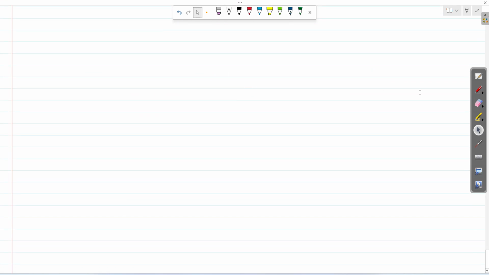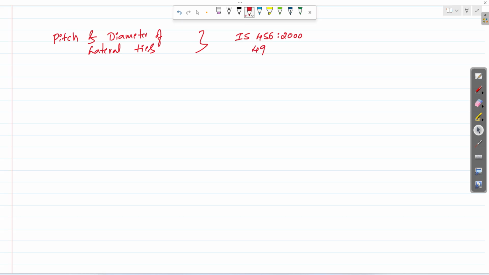So what about the shear reinforcement? So shear reinforcement, for pitch and diameter of lateral ties, you refer to IS 456 2000, page number 49, clause 26.5.1.8. So let me open page number 49.